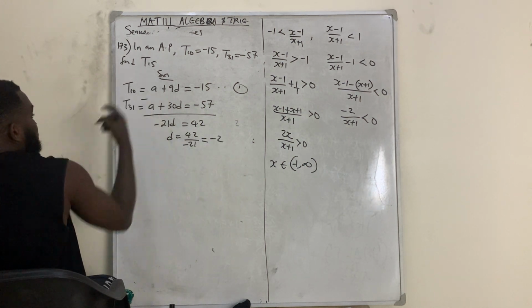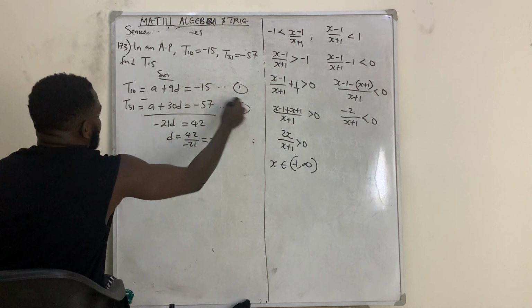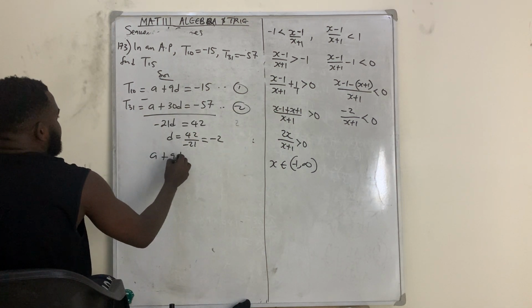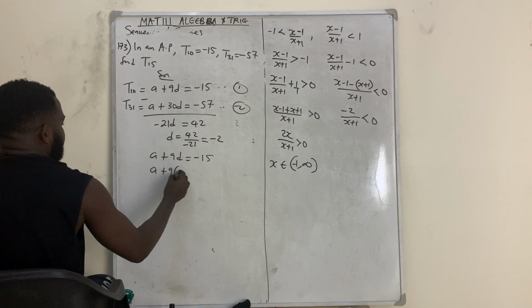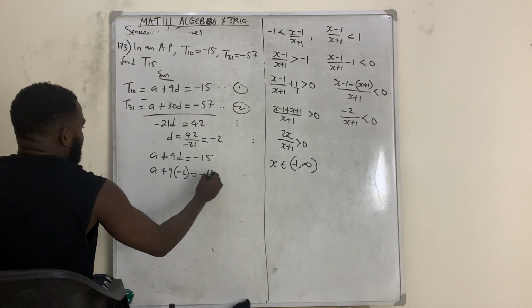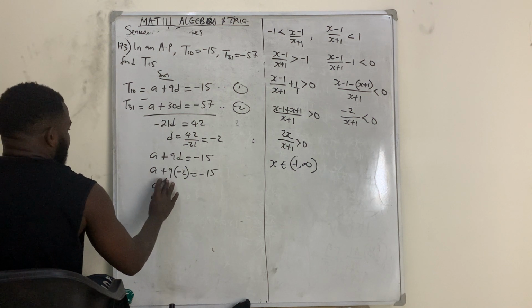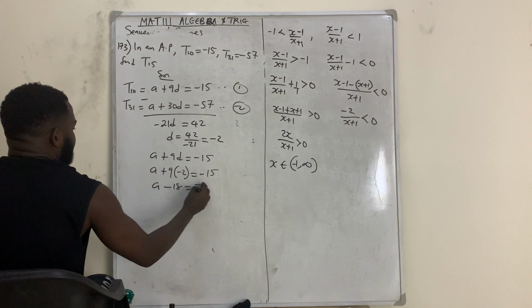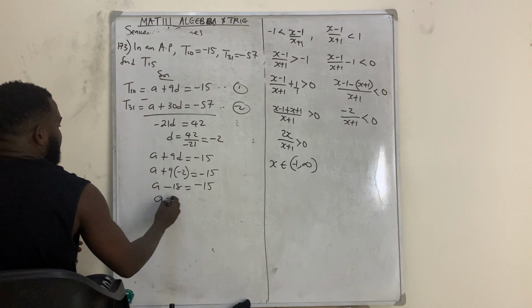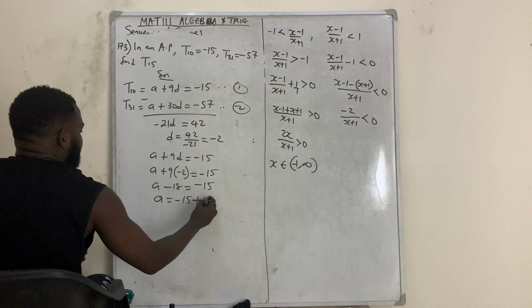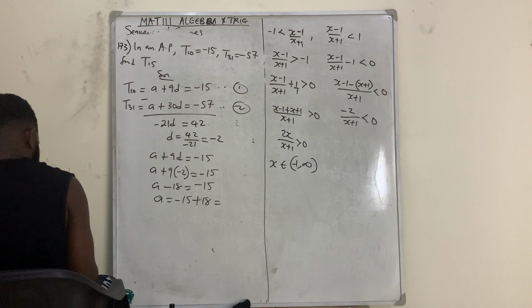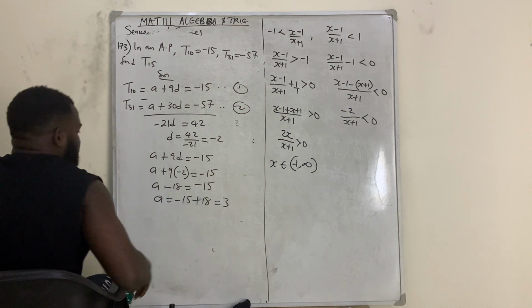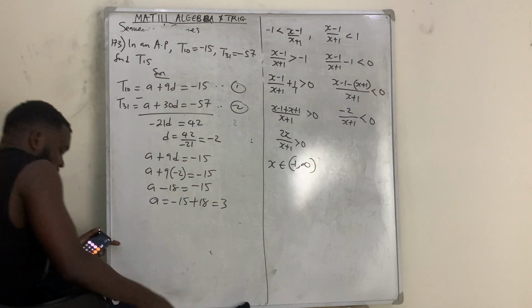So you can substitute in equation 1 to get your A. I know that A plus 9D is equal to minus 15. So therefore, A plus 9 in bracket of minus 2 is equal to minus 15. So A minus 18 is equal to minus 15. So my A will now be minus 15 plus 18, which is 18 minus 15, which will give you 3. Since you have gotten your A and D, then you are done.